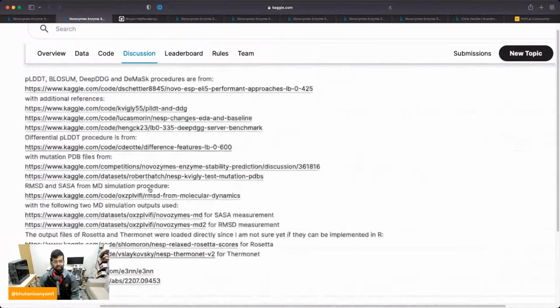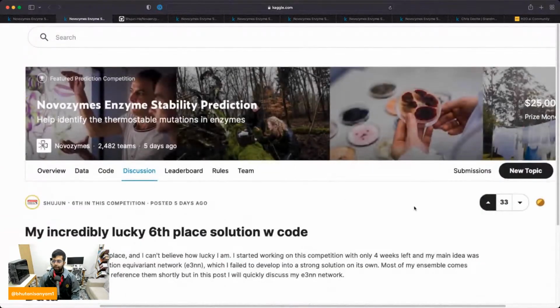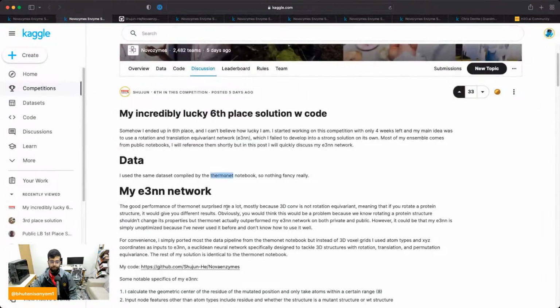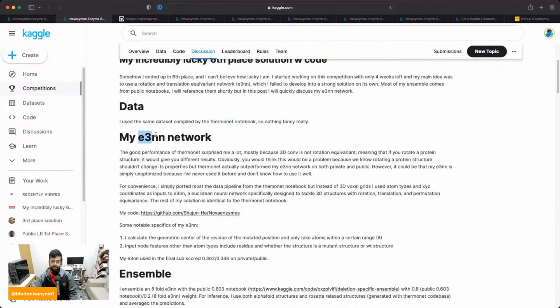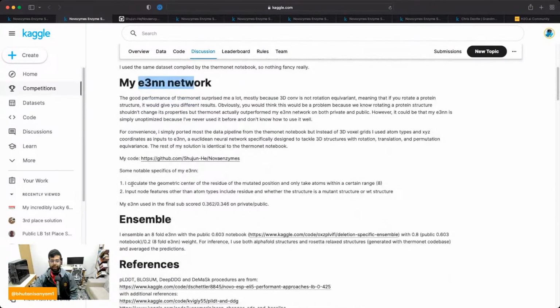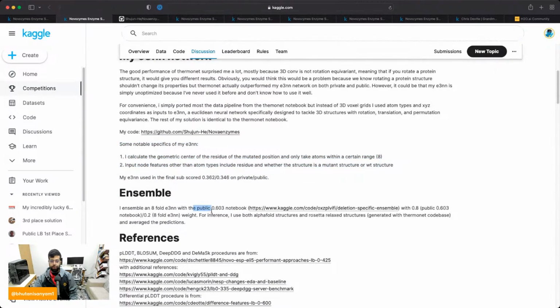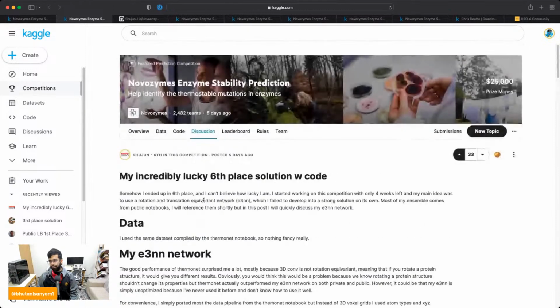So this was the sixth position, and again, the secret was using the data prep similar to Thermonet, feeding that into an E3NN, and there he had used some specifics, ensembling this with a public notebook. And since he assumed that E3NN wasn't the best performing, he gave the E3NN approach a smaller weight.